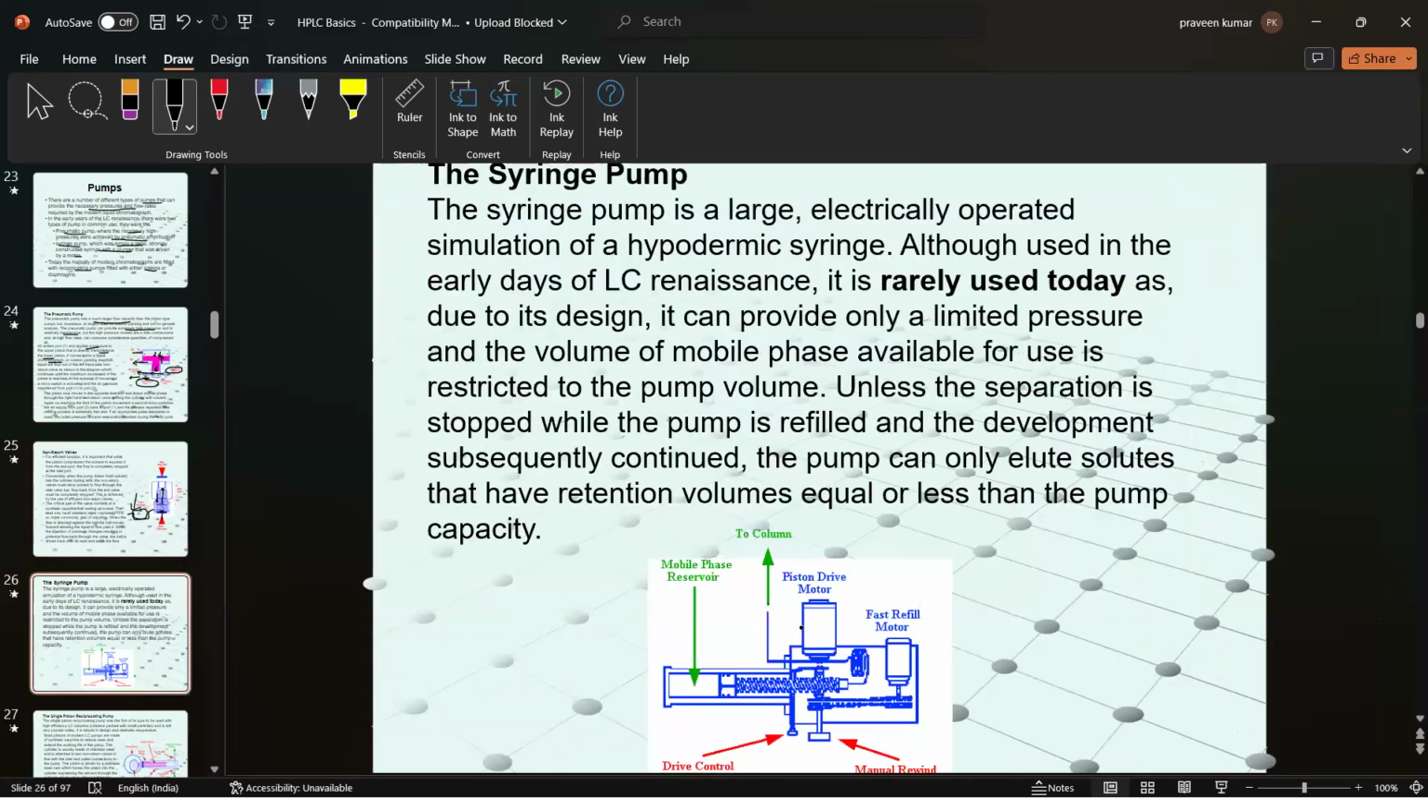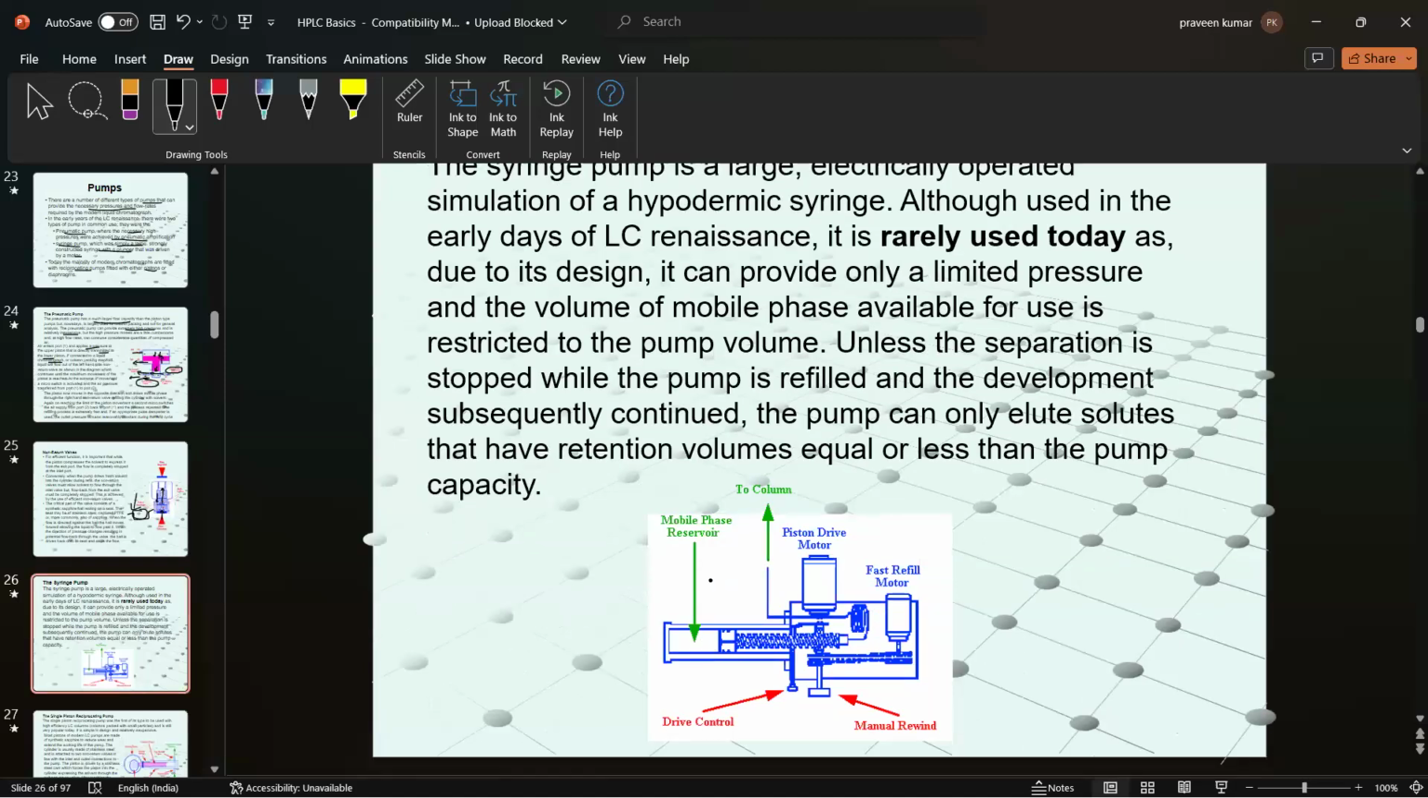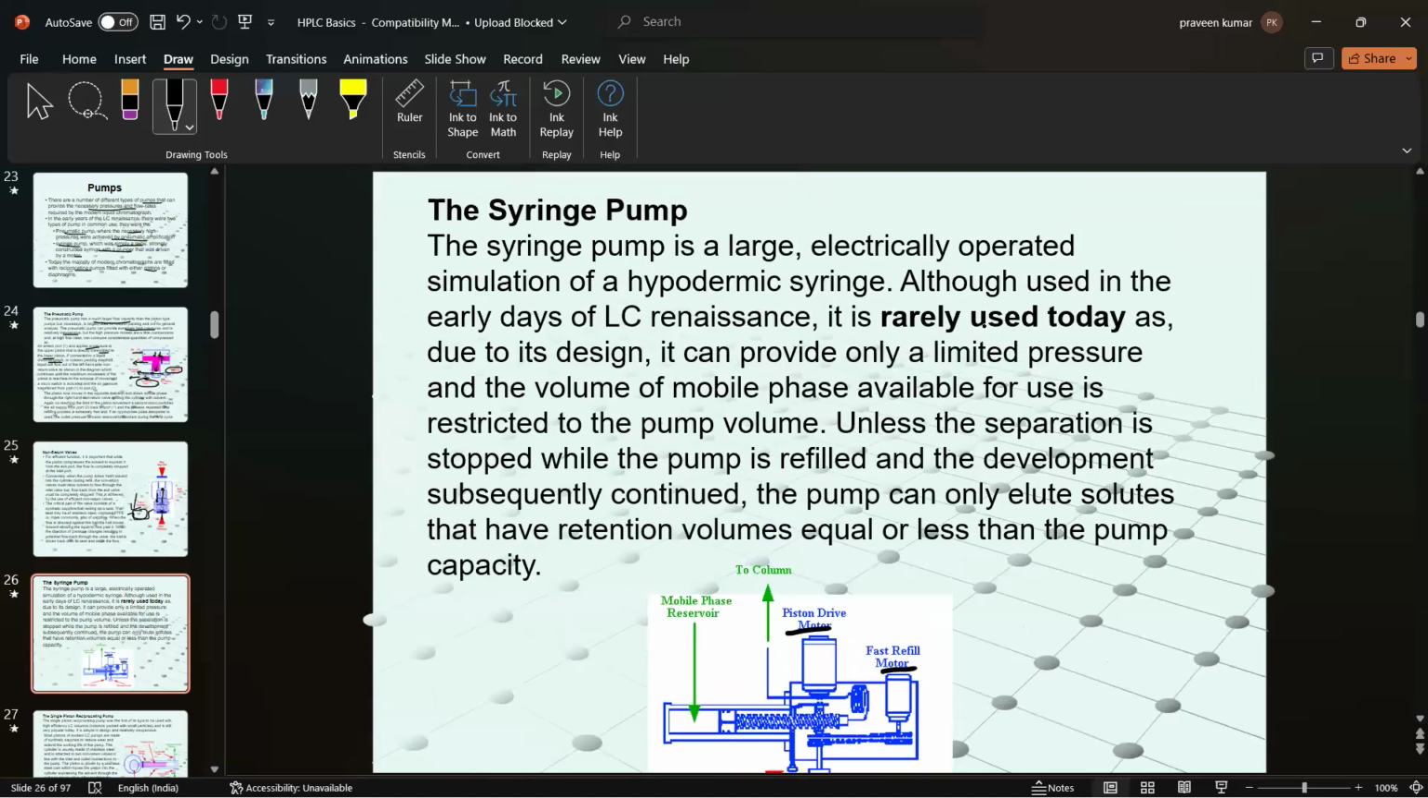So another one is the syringe pump. Basically, the syringe pump consists of a mobile phase, a piston, and a fast reflex motor. The syringe pump is rarely used nowadays. The ones used are the reciprocating pumps and the pneumatic pumps.